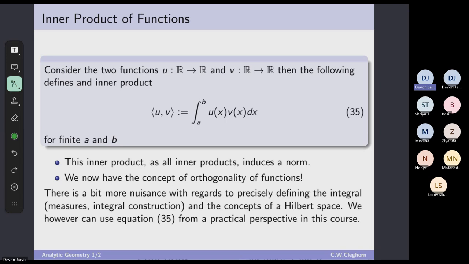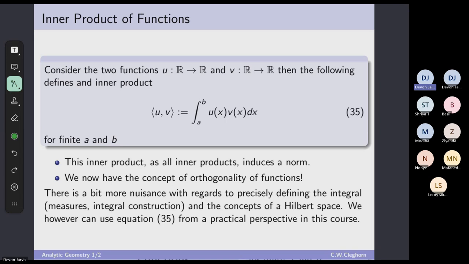There's a bit more nuance with regard to precisely defining this integral, and you need to do things like what's called measures and integral construction, and the concept of, as I said, Hilbert spaces. I don't go into this in this course, but I think what we learn in this course makes it far easier to learn these things. Once you understand the intuition of an inner product, generalizing it helps. You'll use the concept of linear algebra and orthogonality of a vector space to help you intuit what orthogonality of a function space means, even though they're not actually the same thing.